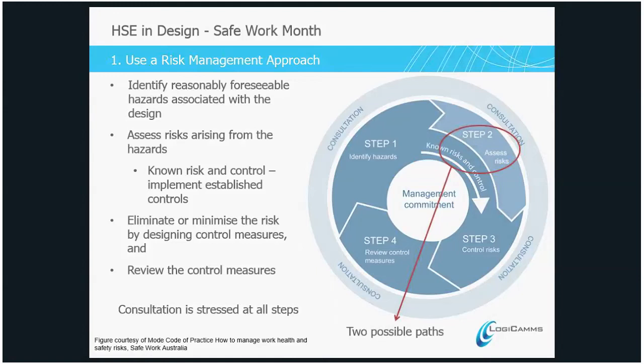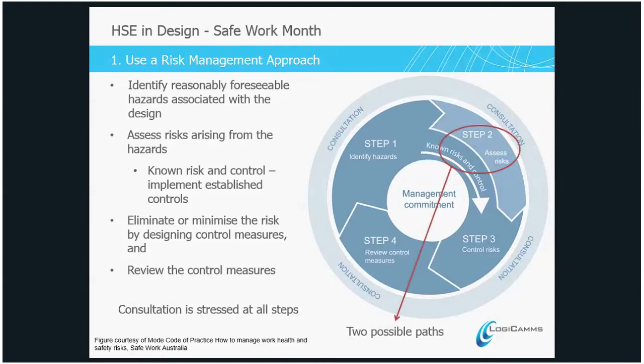Secondly, assessing the risks arising from those hazards. If those risks are known, if we know the risk and the control, then we can use established controls. When people first get introduced to safety in design, they think, well, we've got to run a HAZOP and do all those sorts of things. Well, in some cases you do, but if it's applying standards that have already been accepted in the industry and are adequate and control the risks associated with this design, then those standards can be used.